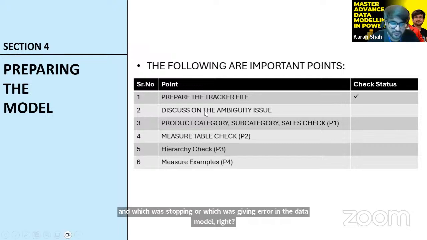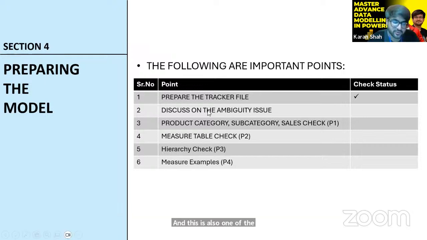And this is also one of the pieces of feedback that we received from the challengers, the people who came up with the challenge. They gave us this feedback that the majority of the people who submitted the data model had the ambiguity issue in it, right? Whenever they were trying to create a particular report or visualization, it showed an ambiguity issue over there.